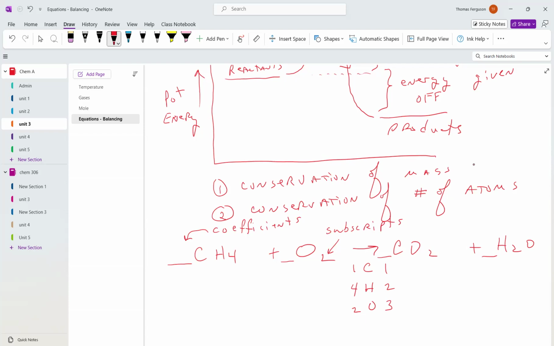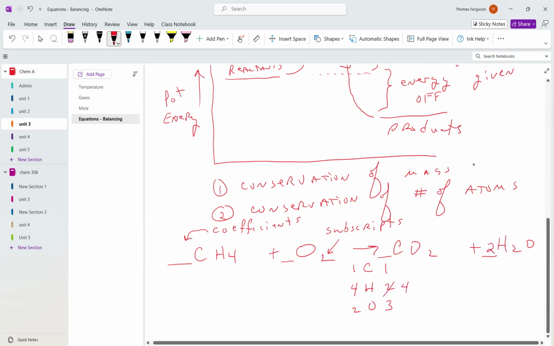What can I change coefficient-wise on the left or the right so that the hydrogens are equal? Let's put a 2 out in front of the waters over here. That gives us now 4 hydrogens. But look what it does to the oxygens. It also changes the number of oxygens. How many oxygens do we have? 4.